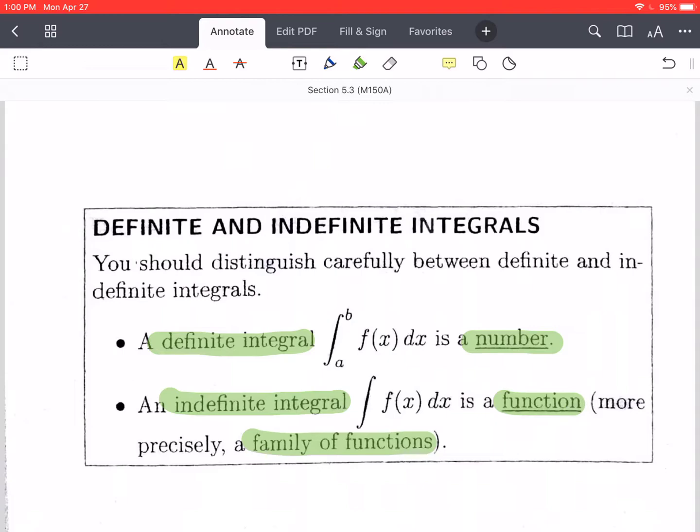Okay, and that's always a good thing to check with yourself when you're doing a problem. Make sure that the answer you get matches. If it was a definite integral, your answer should be a number, and if you had an indefinite integral, your answer should be a function. Okay.